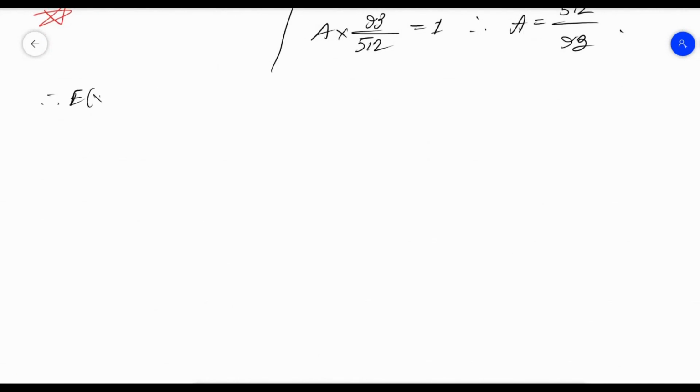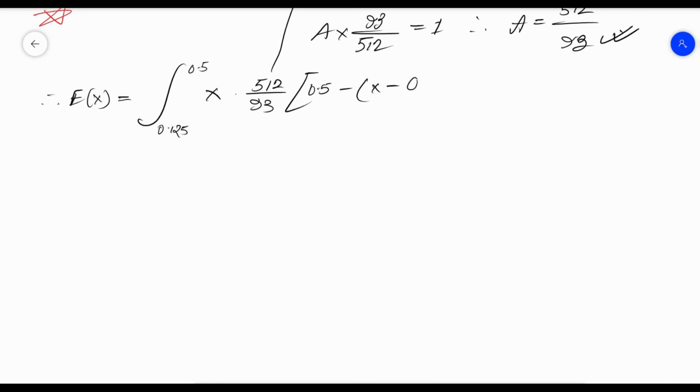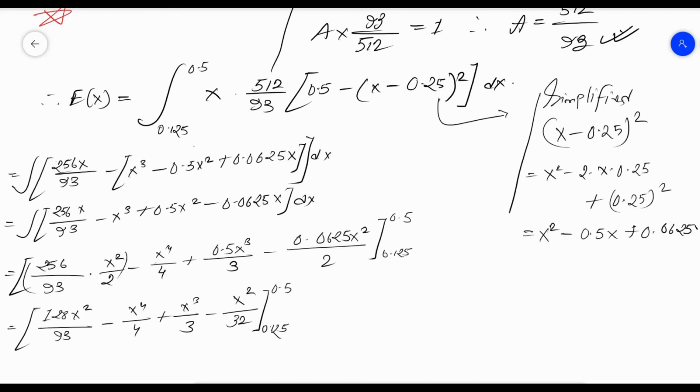Therefore, expectation of x for this one is equal to the integration from 0.125 to 0.5, the limits that we have got, of x into the value of a, which is 512 by 93 that we determined here, into 0.5 minus x minus 0.25 squared dx. Now we just need to do the integration. Alright, so this is how the integration can be done. I skipped the explanation of the integration parts as this is not an integration course.